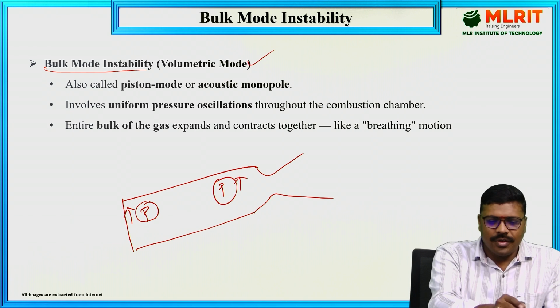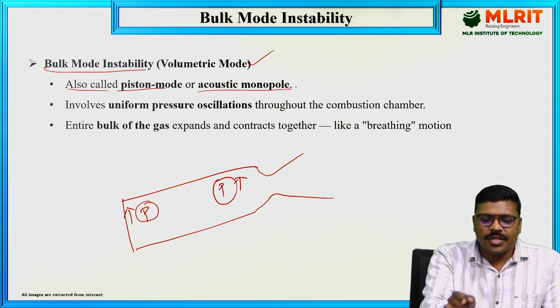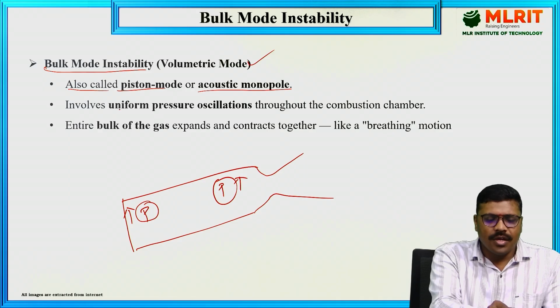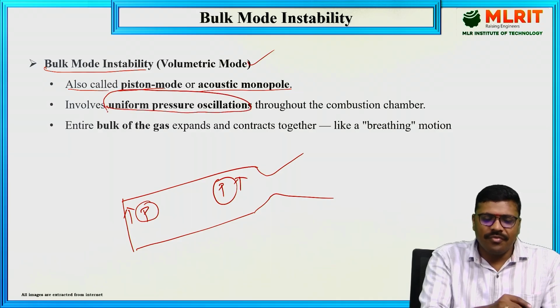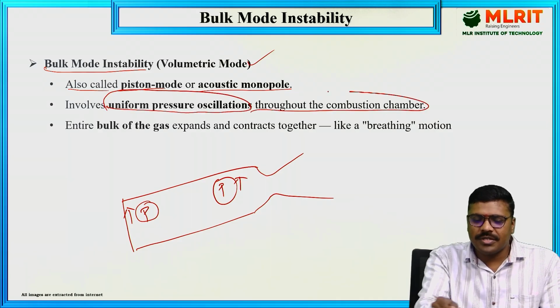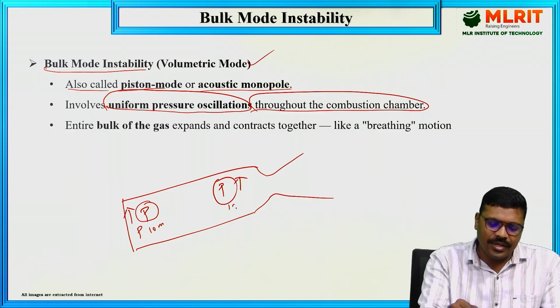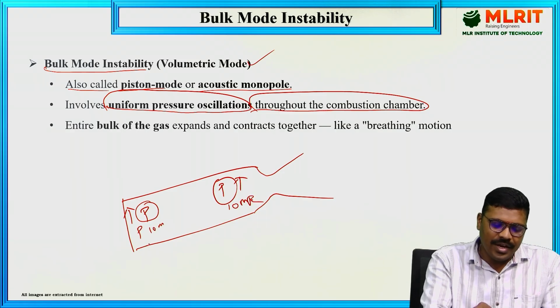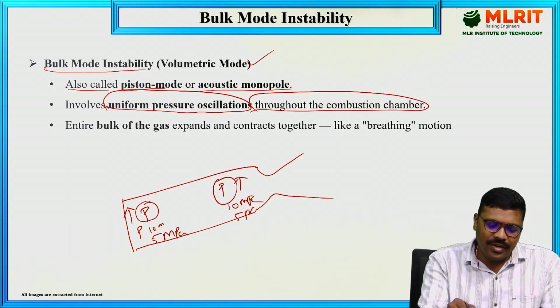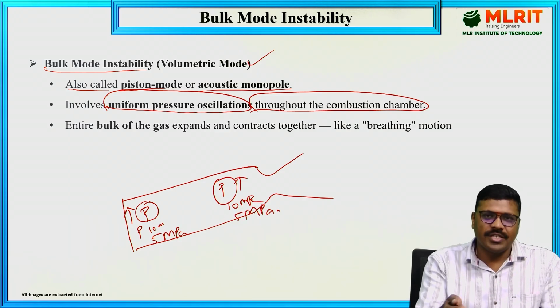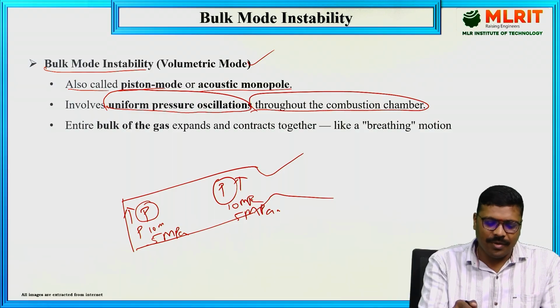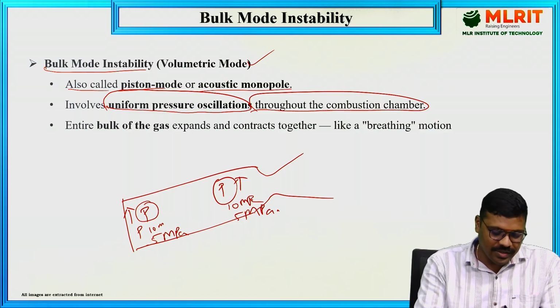So it is also called a volumetric mode. It is also called a piston mode or acoustic monopole. It involves uniform pressure oscillations throughout the combustion chamber. If the pressure is 10 megapascal here, here also it is 10 MPa. If here the pressure drops to 5 MPa, then here also it will drop to 5 megapascal. Just for example, I am saying, for understanding purpose. The real pressures will not be this much, it is very less.